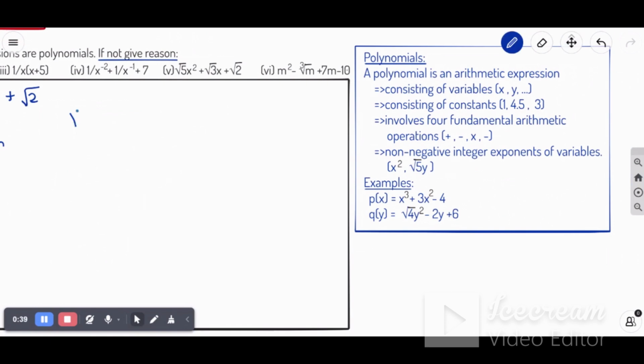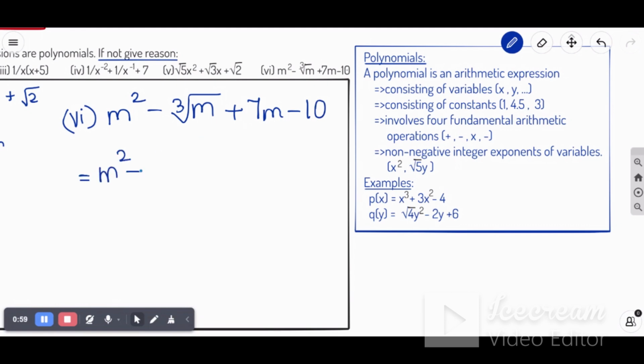Now, let us move on to the final question, the sixth question. That is m square minus cube root of m, okay, it is not minus cube, it is minus cube root of m, plus 7m minus 10. So if you write it again, this will become m square minus m power 1 by 3 plus 7m minus 10. So here, if you check the powers, it is 2. This term is fine. But what happened to this term? It is 1 by 3. Our power should only be whole numbers, okay, integral powers. So you can have only whole numbers.